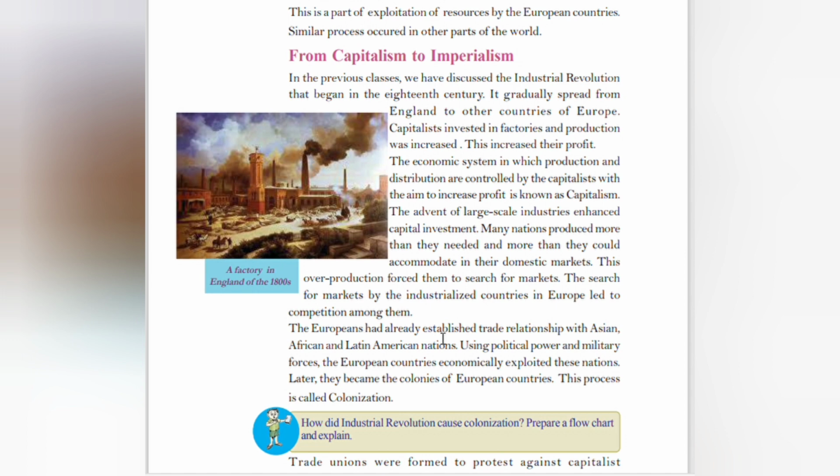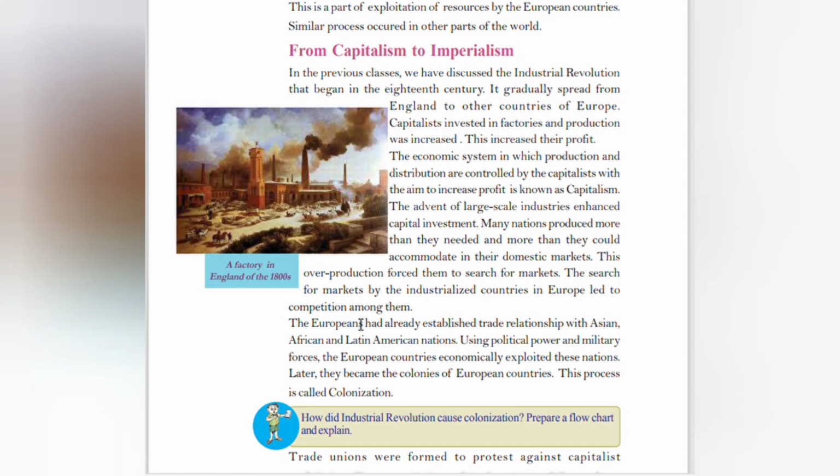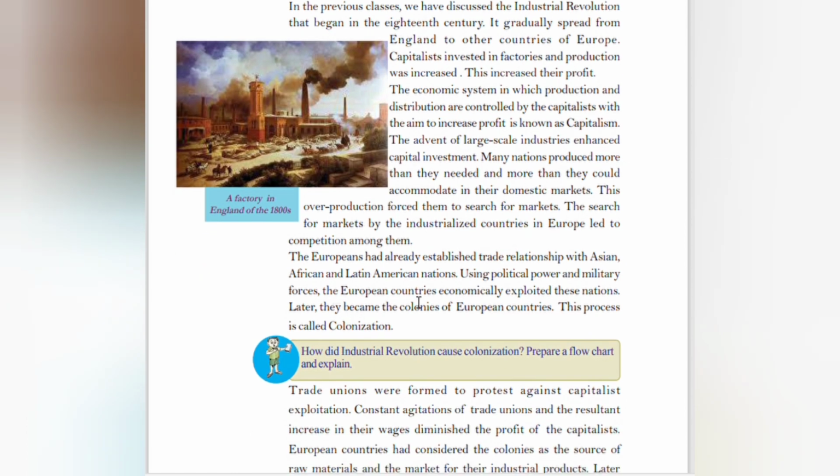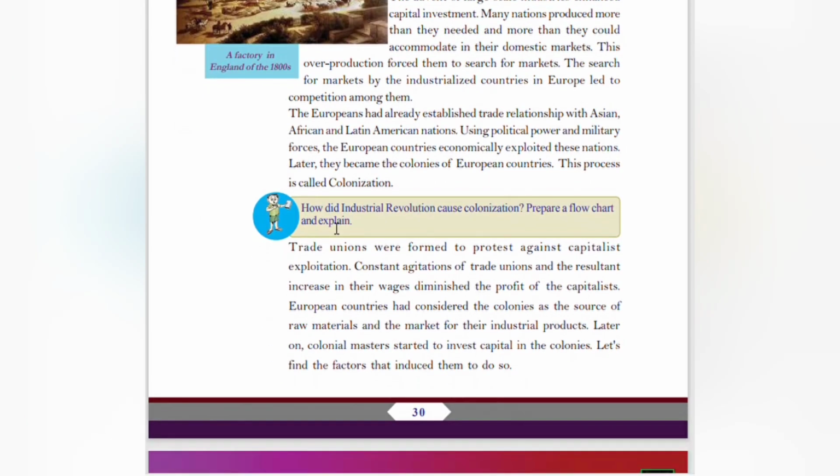The Europeans had already established trade relationships with Asian, African and Latin American nations. Using political power and military forces, the European countries economically exploited these nations. Later, they became colonies of the European countries. This process is called colonization. Trade unions were formed to protect against capitalist exploitation. Constant agitations of trade unions and the resultant increase in wages diminished the profit of the capitalists.